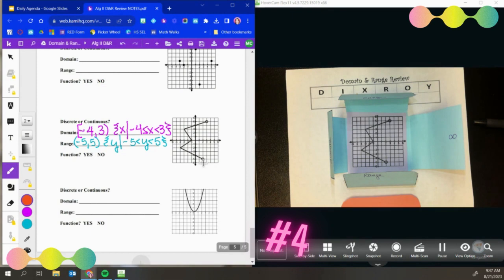Okay, so now we're talking discrete versus continuous. This is a continuous graph because you can draw the entire graph without picking up your pen or your pencil. So this is continuous.